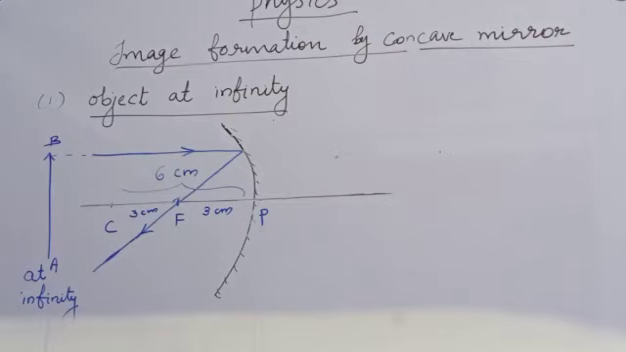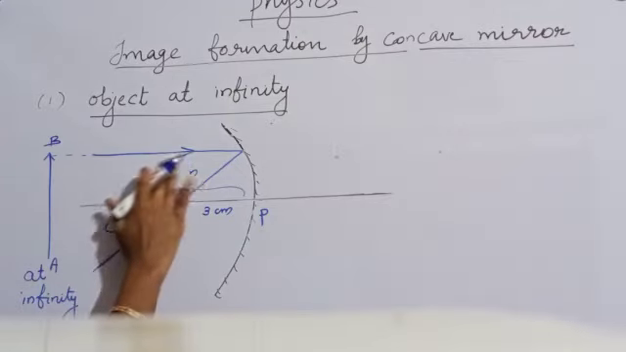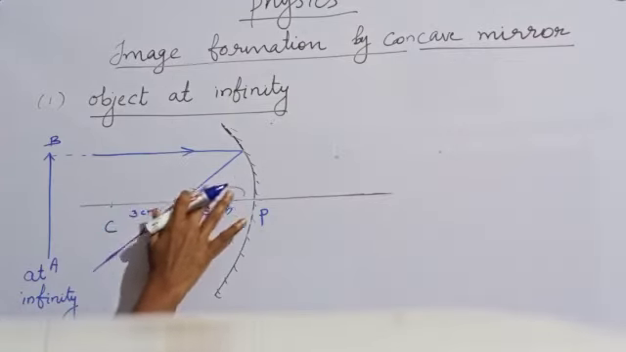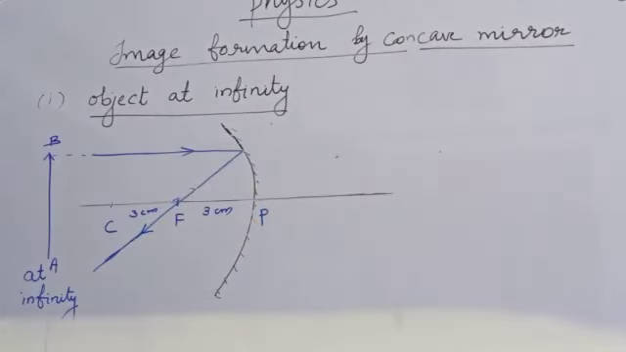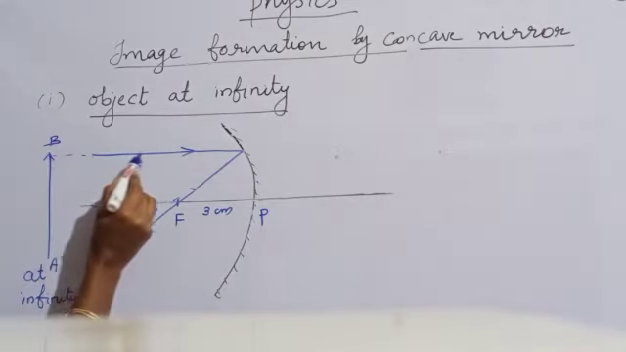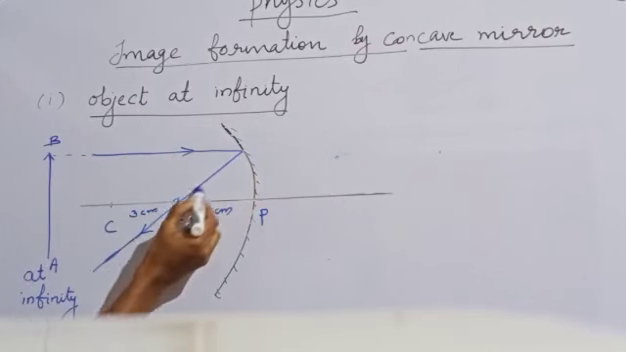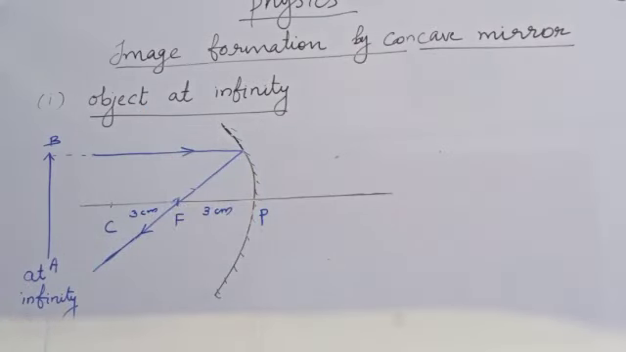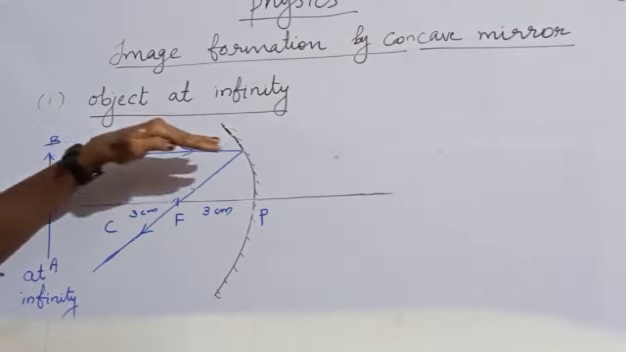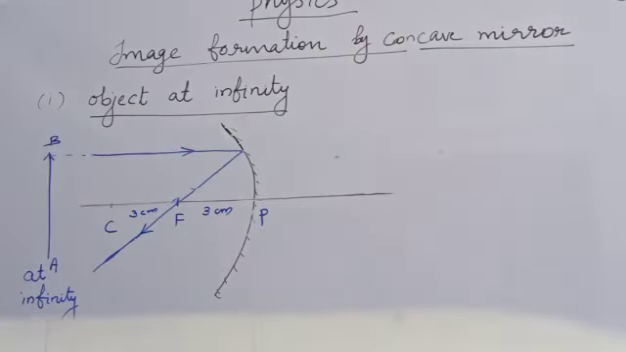Now, after that we have to draw the reflected rays in order to get the correct position of the image. So first we are selecting a light ray which is coming parallel to the principal axis. After reflection, it goes through the focus. This is the first rule. Any ray which is coming parallel to the principal axis, after reflection will pass through the focus.